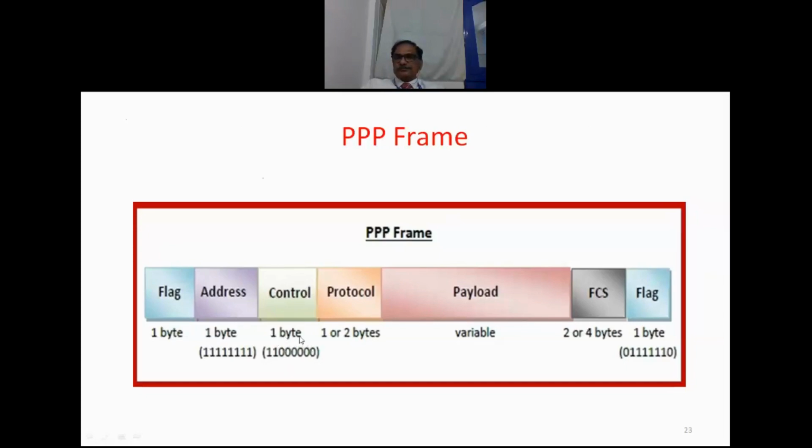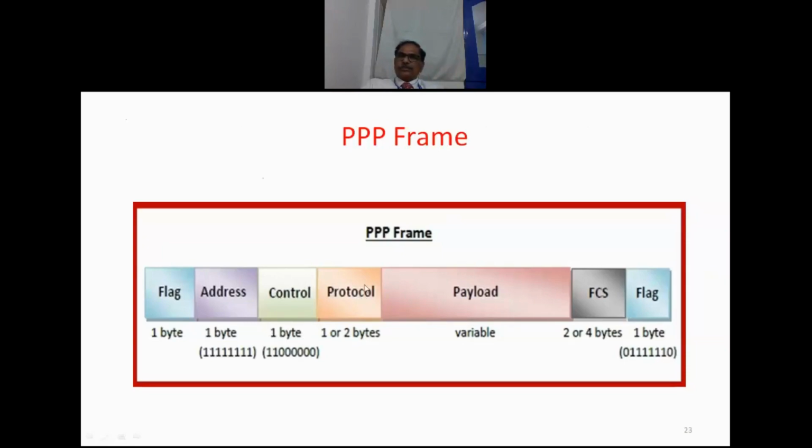C0 is the value used in the control field, because there is no separate control information like what we have in the different types of frames in HDLC. Here there are no such types of frames, so that is why the control field is not used. A particular value is used instead.